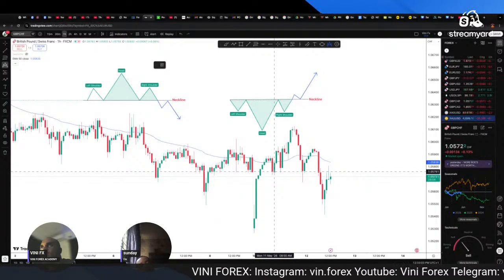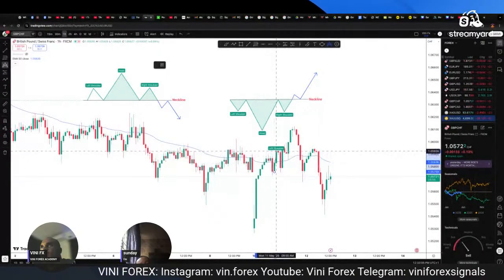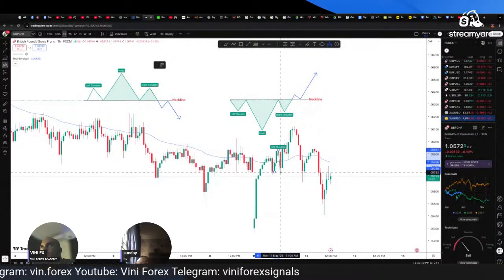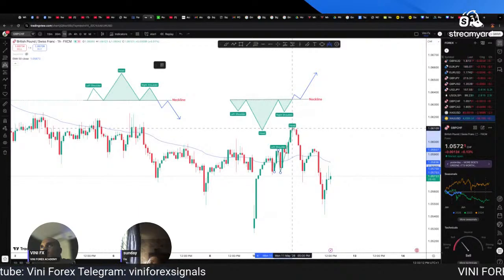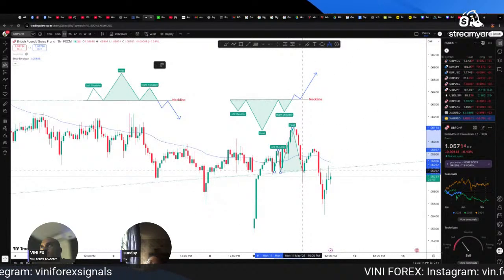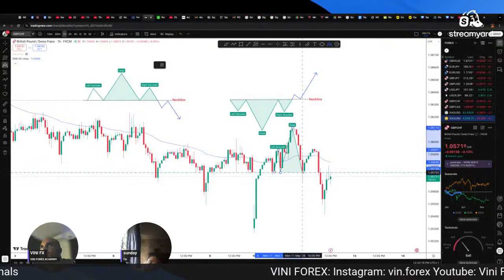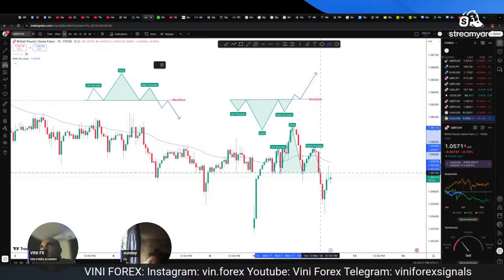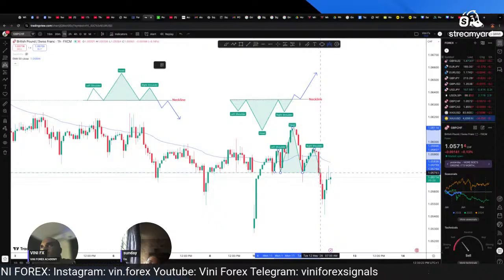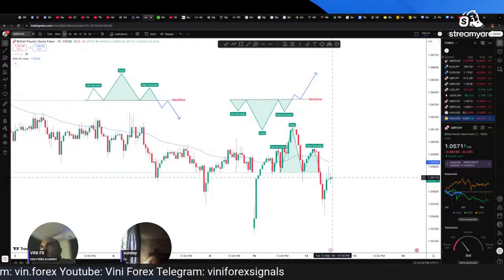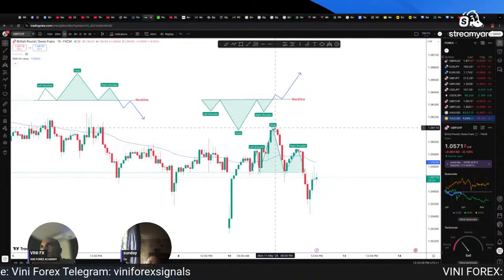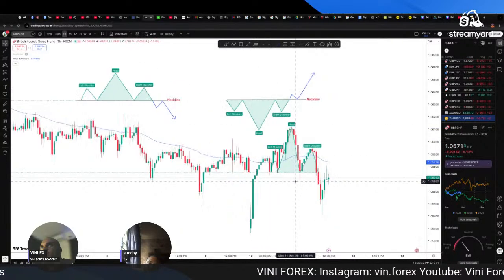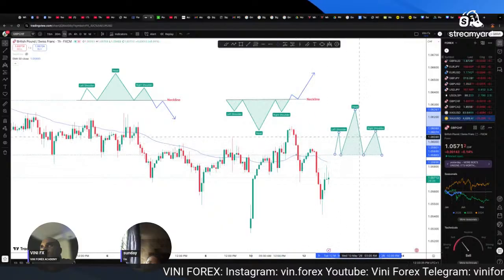Look at it. This is the left shoulder. Are you seeing it? Yes, sir. And then this is the head. And then this is the right shoulder. And this is the neckline. Do you see that? Yes, sir. This is the perfect example of head and shoulder. Let me drag it out.